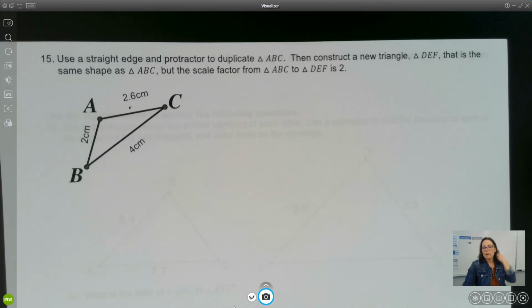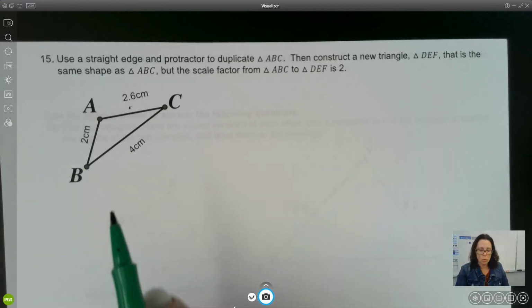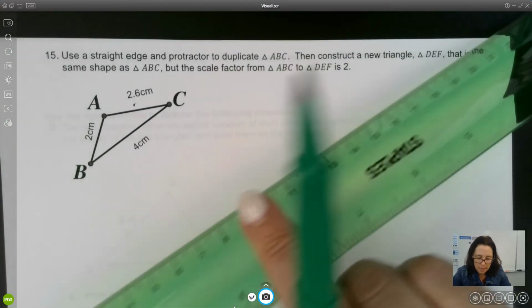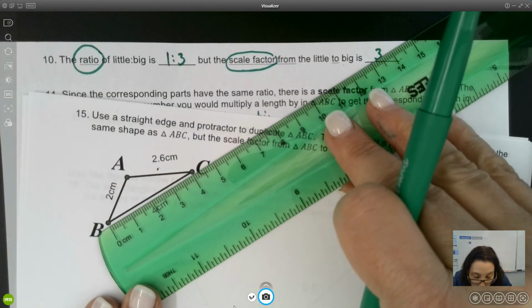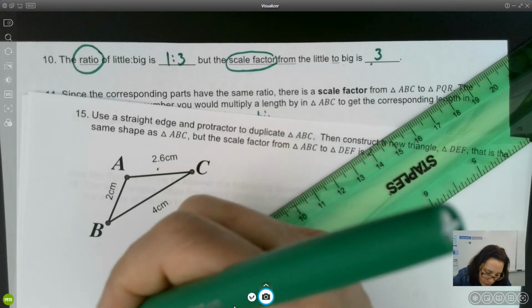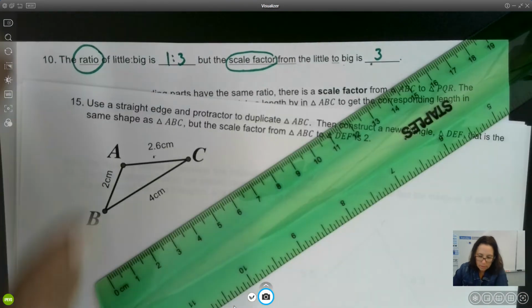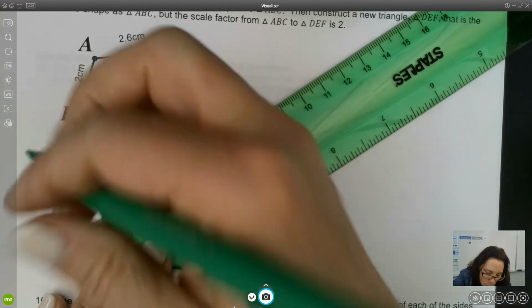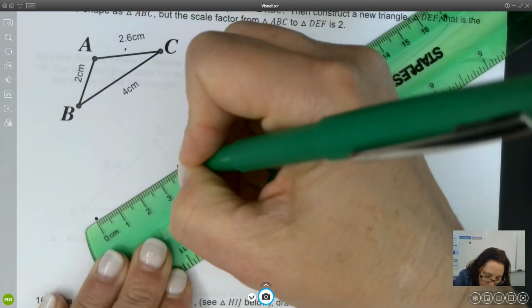Use a straight edge and a protractor to duplicate triangle ABC, then construct a new triangle, triangle DEF, that is the same shape as ABC, but the scale factor from ABC to DEF is 2. Something happens when a Word document goes to a PDF and then gets printed. Sometimes if you measure, this might not be 4 centimeters. I'm going to take a look and see. It actually is. So I've got 4 centimeters right here.